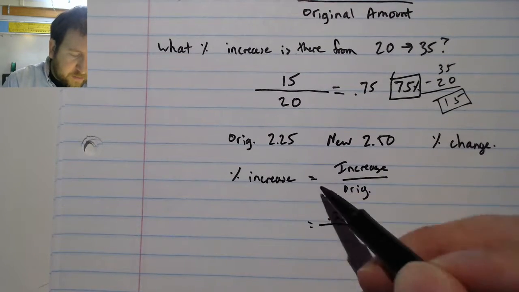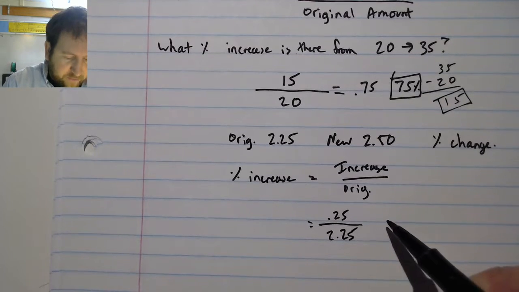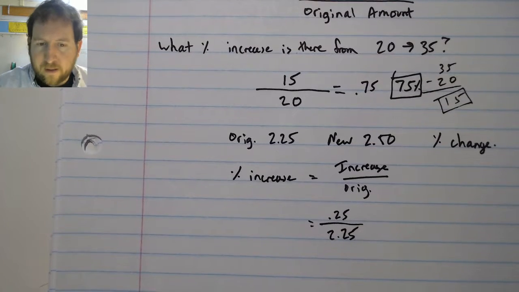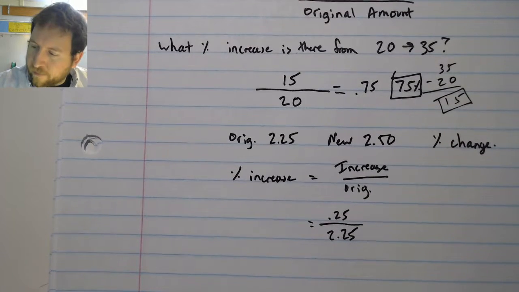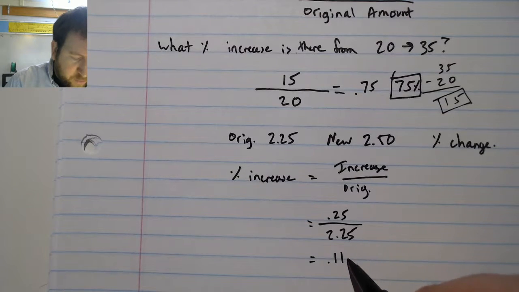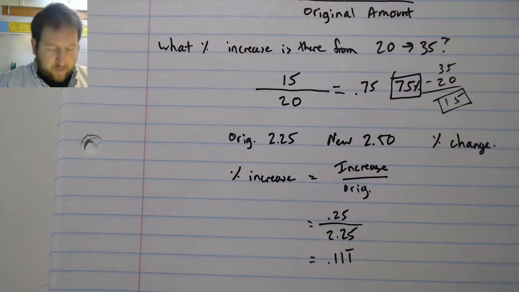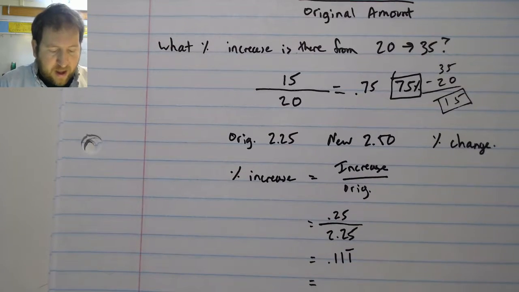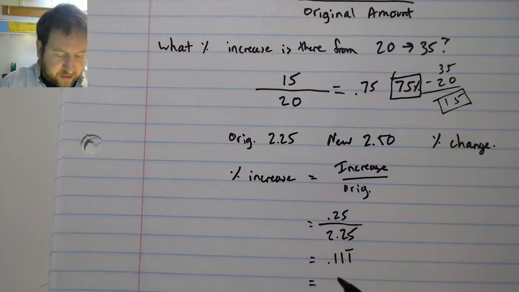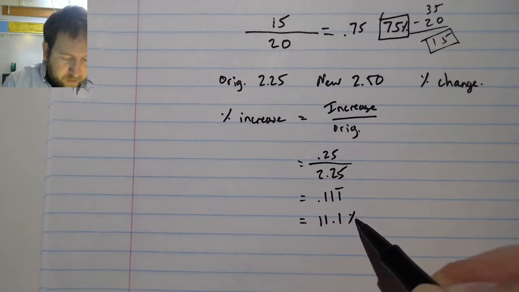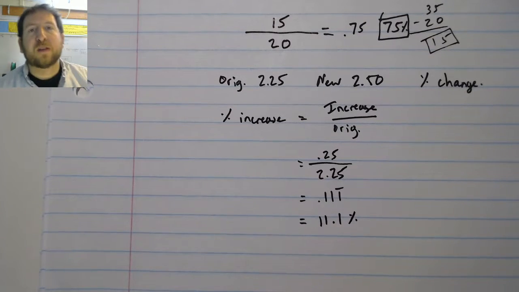My original price was $2.25. So from here, all I need to do is divide. I could do that long division, but I'm going to use a calculator. So I have 0.25 divided by 2.25. And that's going to give me 0.111 repeating. Well, if I'm looking at percents, I typically only go into the tenths. So I can write this as 11.1%, because I just moved the decimal 2 places over just like we do.